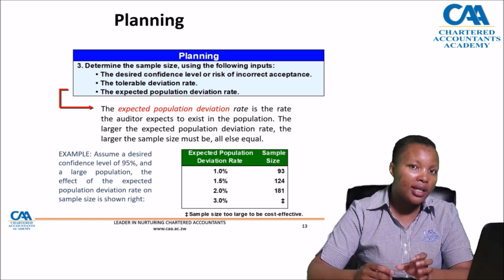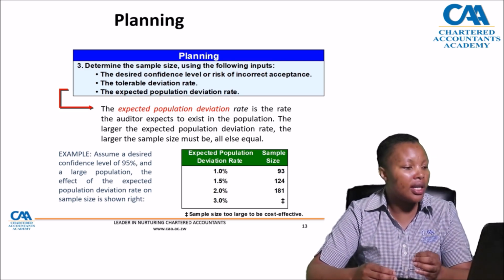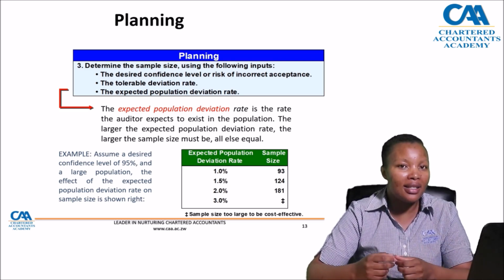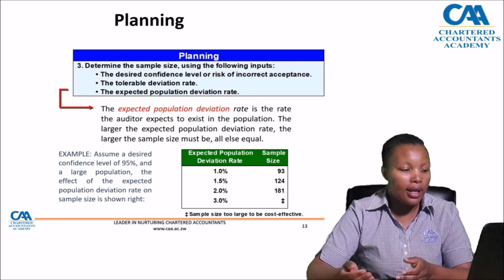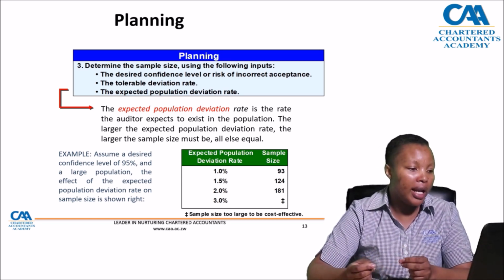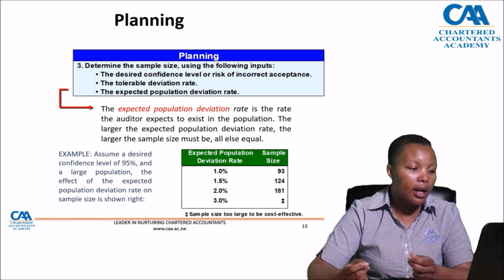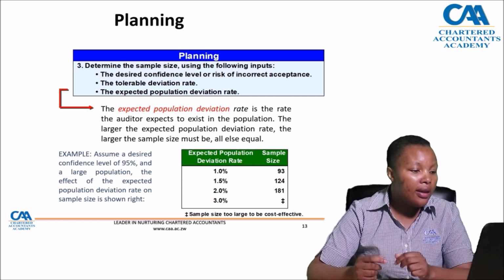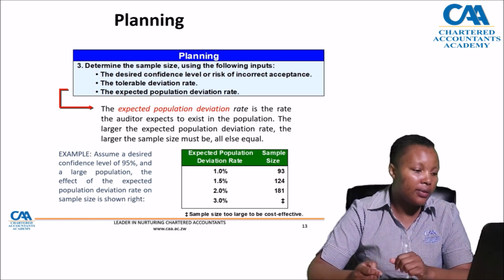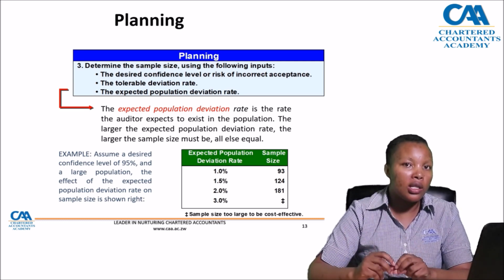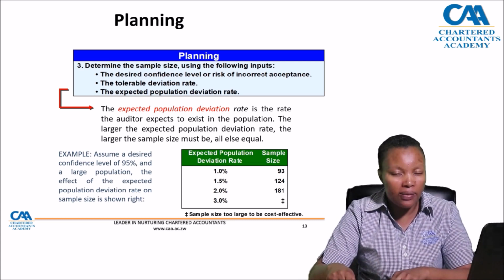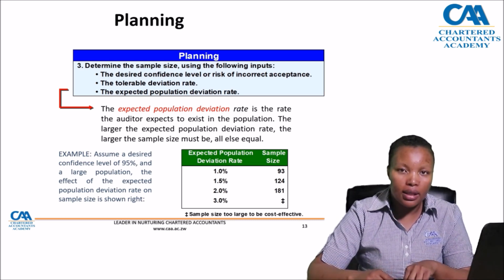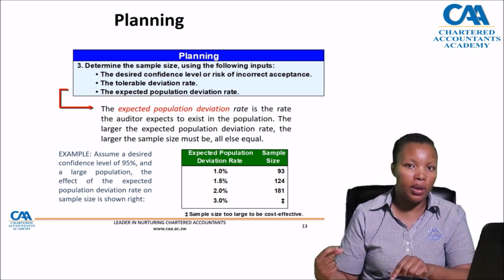So we've got a small example on our slide, which says, assume that a desired confidence level of 90% is set, and a large population. The effect of the expected population deviation is on our smaller table in the green. So when we expect a population deviation of 1%, it means that our sample size can be lower.